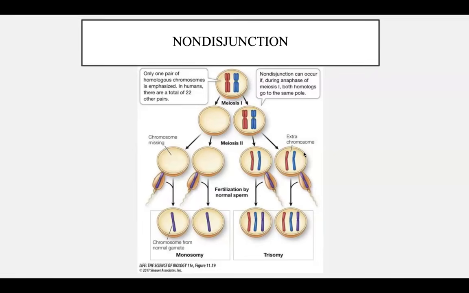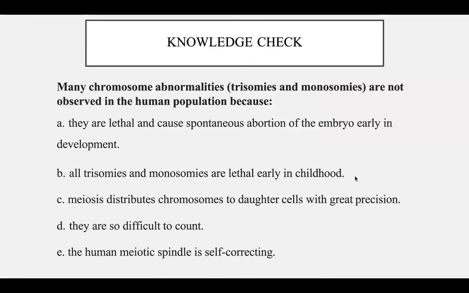As a result of that, only very few trisomies and monosomies in very specific chromosomes will actually be able to have a zygote come to term and produce a baby which will be able to live. Most of them result in a miscarriage within the womb itself. So most chromosome abnormalities are not observed because they are lethal and cause spontaneous abortion early in development.